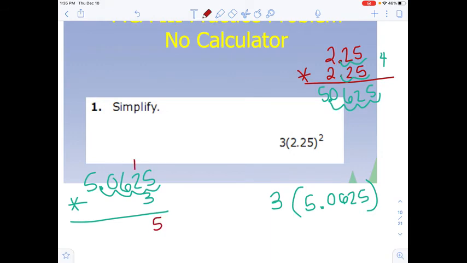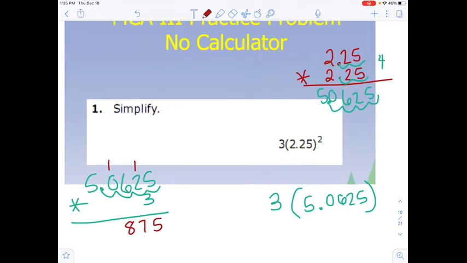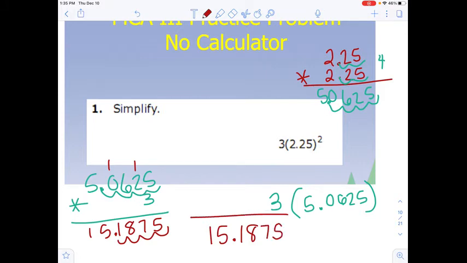Three times 5 is 15. 3 times 2 is 6, plus 1 is 7. 3 times 6 is 18. 3 times 0 is 0 plus 1. 3 times 5 is 15. Bring that back 3 times. And our answer is 15 and 1,875 10,000ths.